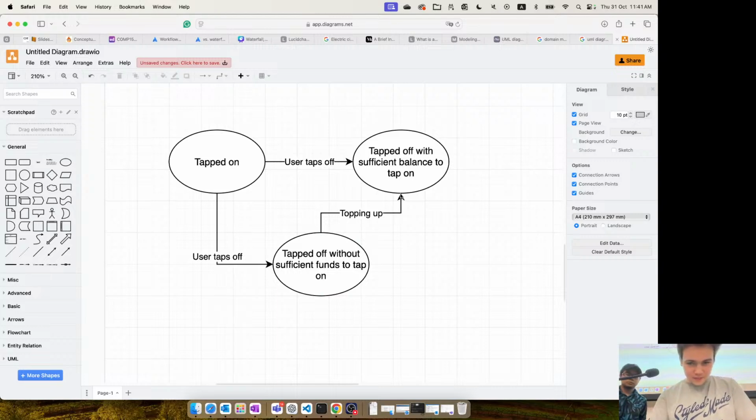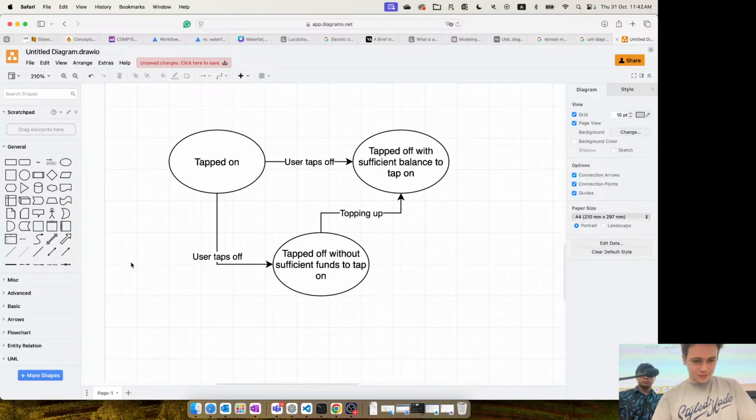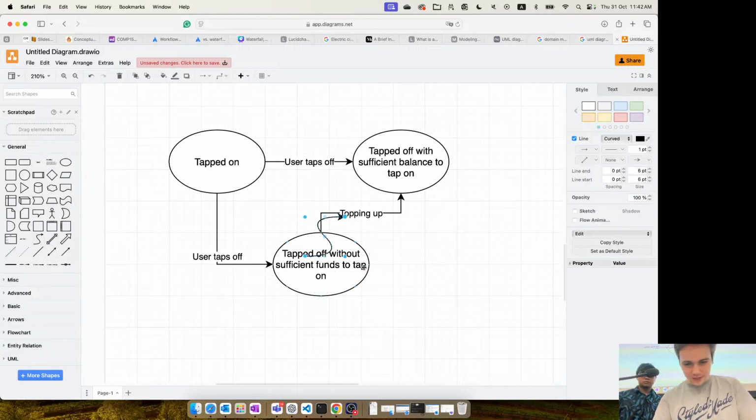This is non-deterministic, of course, because tapping off can lead you to multiple different states. Topping up can also lead back to... okay, I need to draw a squiggly line here.